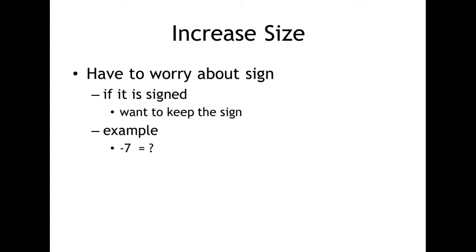What about when we have a negative value? What if it is signed? We need to keep the sign, and that's where it becomes a problem. So let's say that we're working with the value -7. We know that when we look at 2's complement and storing a number in 2's complement, we have the most significant bit.